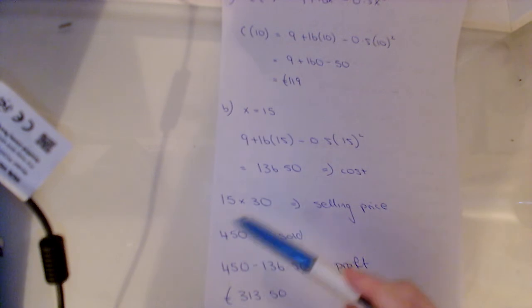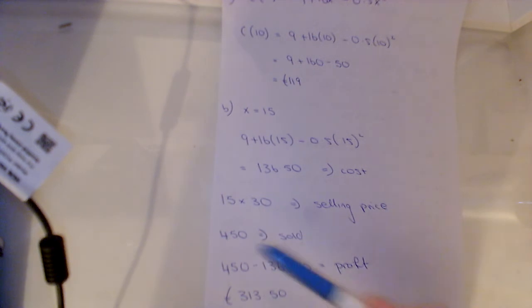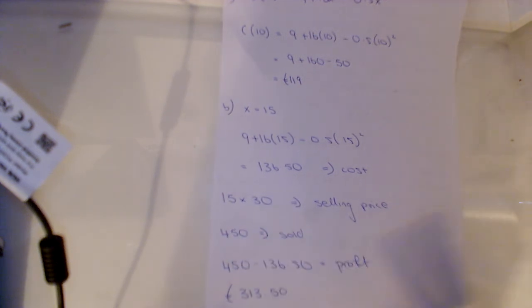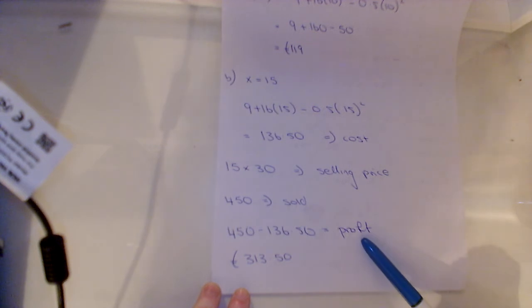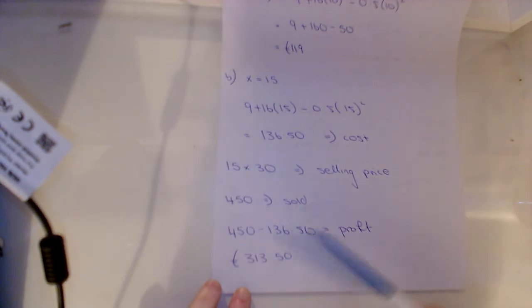Okay, so I was told the selling price of each of these chairs is 30. So I multiply 15 by 30 to get my selling price. So they're going to actually be sold at 450. So if they cost 136.50 and they're sold at this, I'm going to check what my profit is. So I'll go 450, take away my cost price, and I get €313.50.